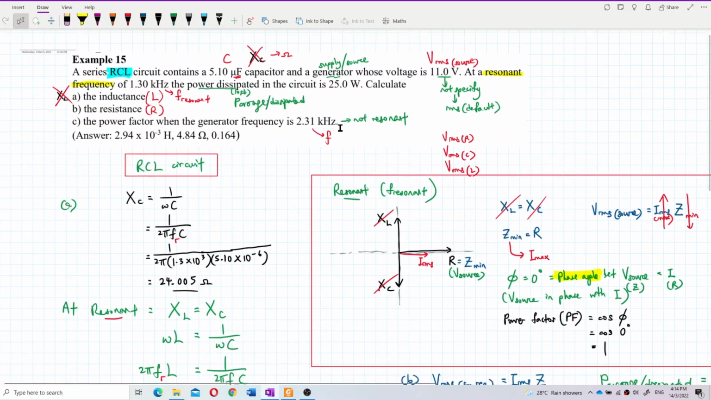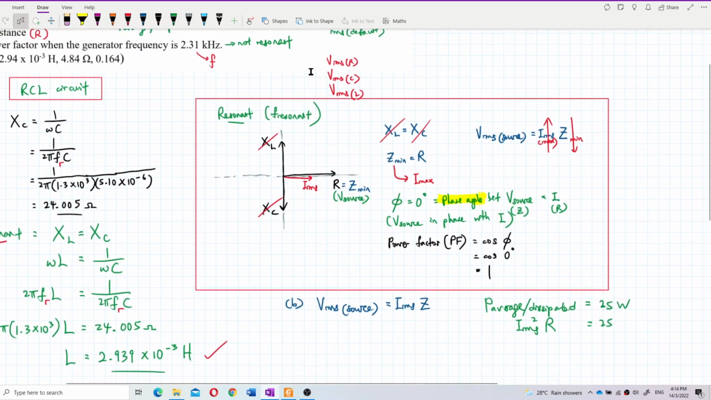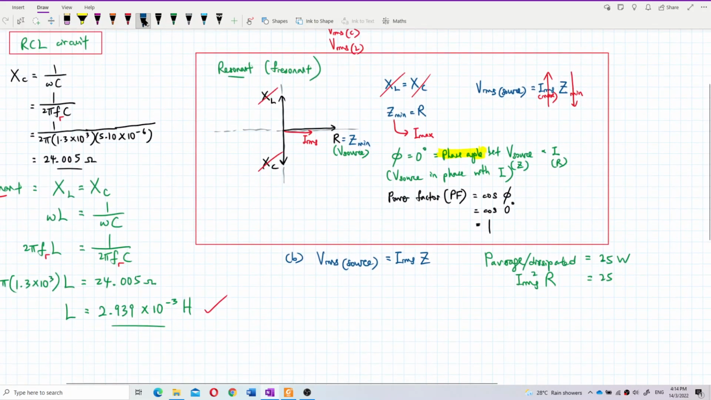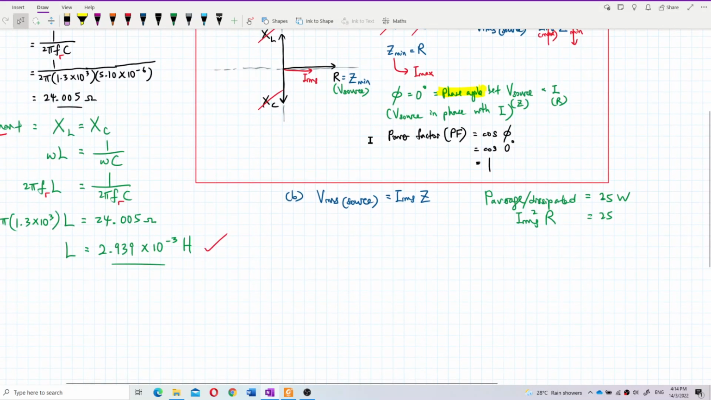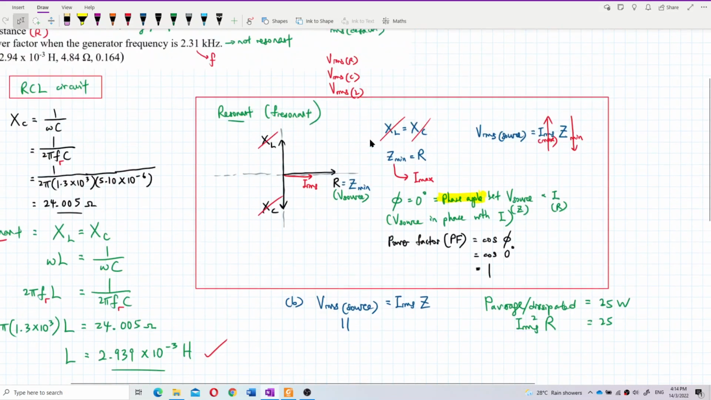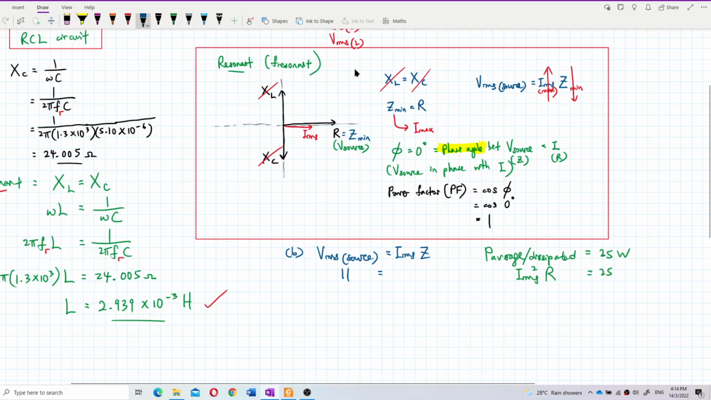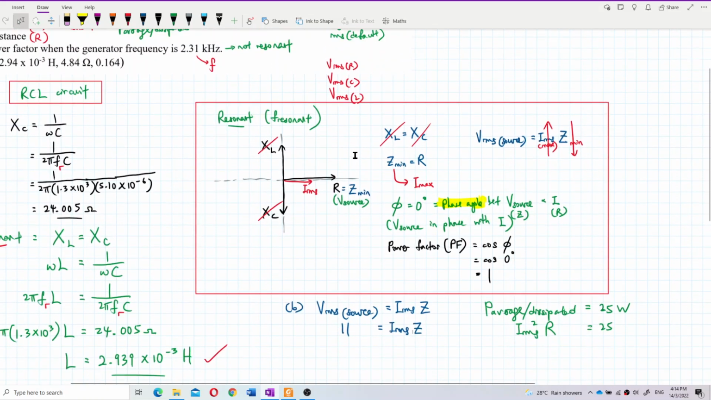But I don't have the current, right? Never mind, I have two formulas. I have the VRMS source, 11 volt. I should write it down first over here. This is VRMS source, this is 11 volt. That's how you do this physics question: you need to understand the question and then figure out several formulas that might be helpful.